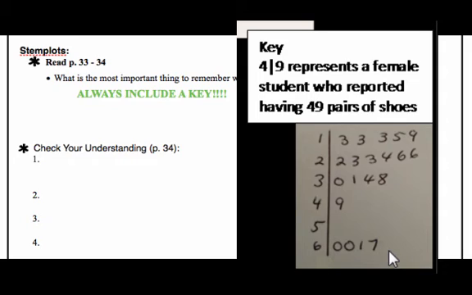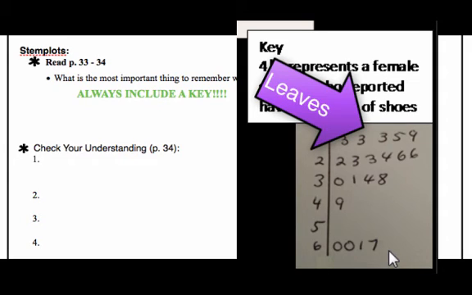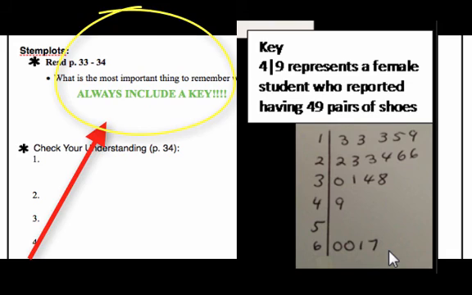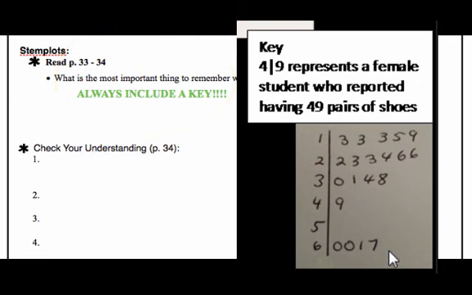So, this is a stem, these are the leaves. That stands for 13, 13, 13, 15, and 19. It's very important that you have the key. So what is the most important thing to remember when making a stem plot? The key. So make sure you remember the key. It would now be a good time to stop and check your understanding on page 34. Be back in a minute.